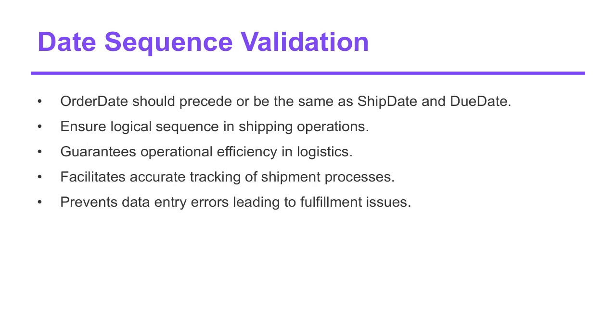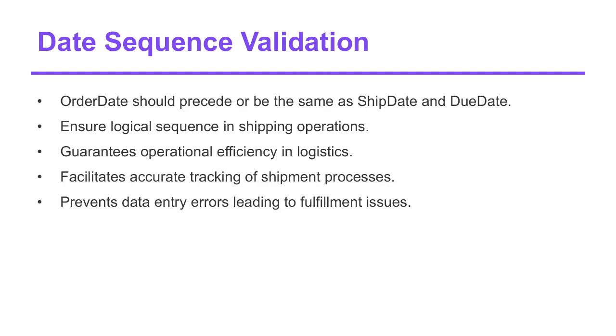When validating dates in the order process, it's important that the order date comes before or at least matches the ship date and due date. This helps maintain a logical flow through shipping operations, avoiding situations where shipments appeared to occur before the order was even placed. Keeping this sequence intact not only supports smooth operational efficiency but also makes tracking shipments clear and accurate. It also reduces the risk of errors that could cause delays or issues in fulfilling orders, which is critical for maintaining reliable service.